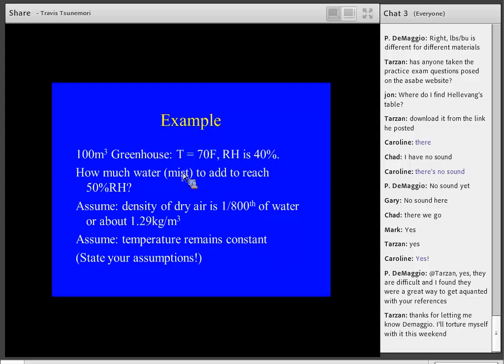Density of dry air, about 1/800th of water, 1.29 kilograms per cubic meter. And one more assumption, we're going to try to stay about 70 degrees Fahrenheit. Okay, state your assumption. Temperature remains constant. Density of dry air has a certain number. Okay, and we're simply going to add moisture to try to get from 40% relative humidity to 50%.